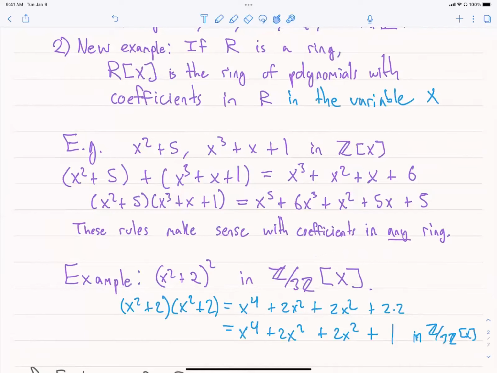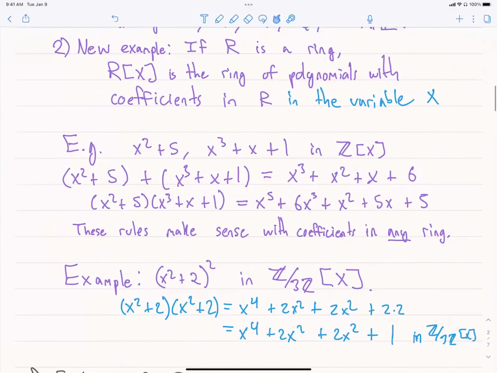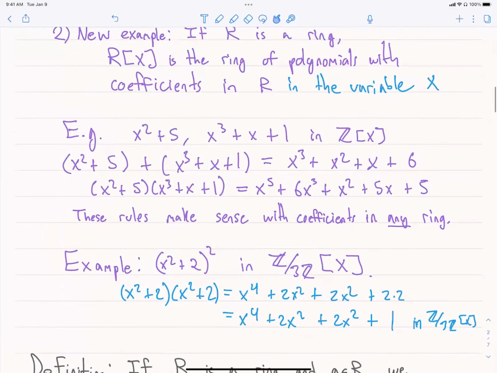Okay, so you see there's no problem doing this. Instead of using the multiplication operation in Z, I used the multiplication operation in Z mod 3Z, and I still get a nice answer.